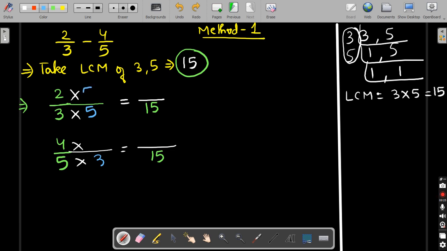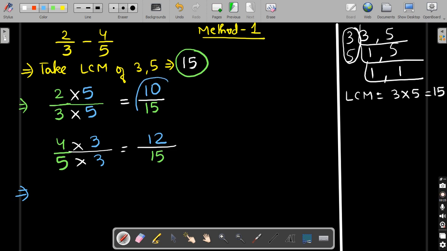Now what will I do? I will place the number same above. So 5 twos are 10. Again 5 how much of 15, dear student? 5 threes are 15. Now I will put the above number also. 4 threes are 12. Up to here I got. Now how are they arranging? 2 by 3 is first, minus 4 by 5.